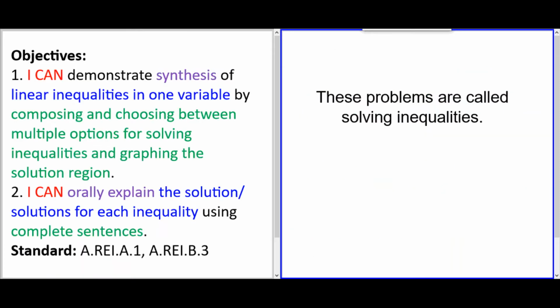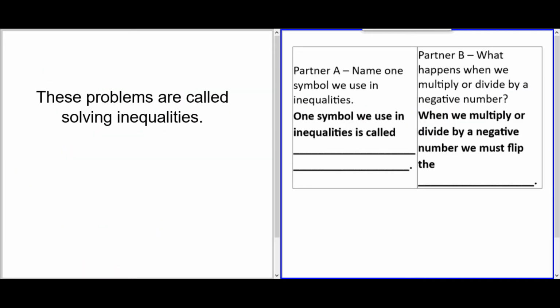So all these problems are called solving inequalities. So this partner A, B thing, I'll do that part since we don't have partners. So name one symbol we use in inequalities. You're going to need to copy everything from the blue part down. So one symbol we use in inequalities is called the greater than symbol.